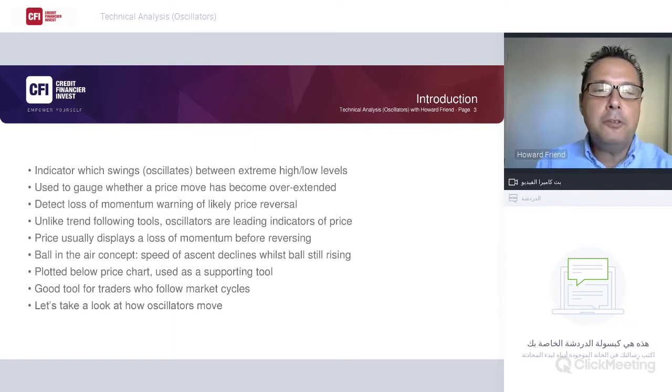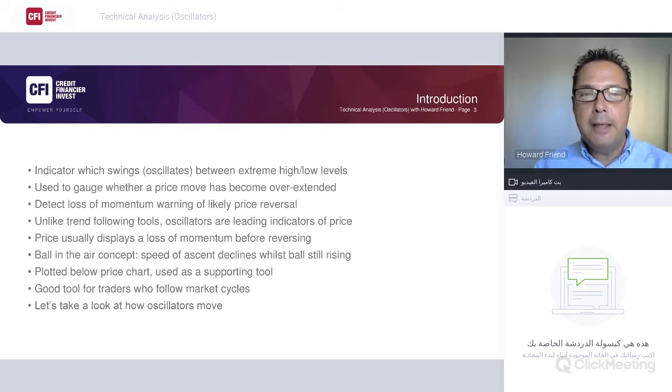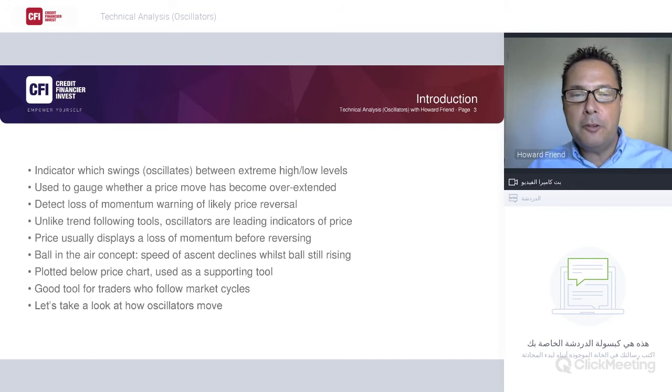First, oscillators are basically indicators which swing from extreme high and low levels. So they're really a cyclical indicator, and they're there to give you an idea that the market is ripe for a pullback. So if we're looking for the market to mean revert, then the oscillator is the tool of choice. So we're looking to see whether a market has become overextended and is ripe for a reversal.